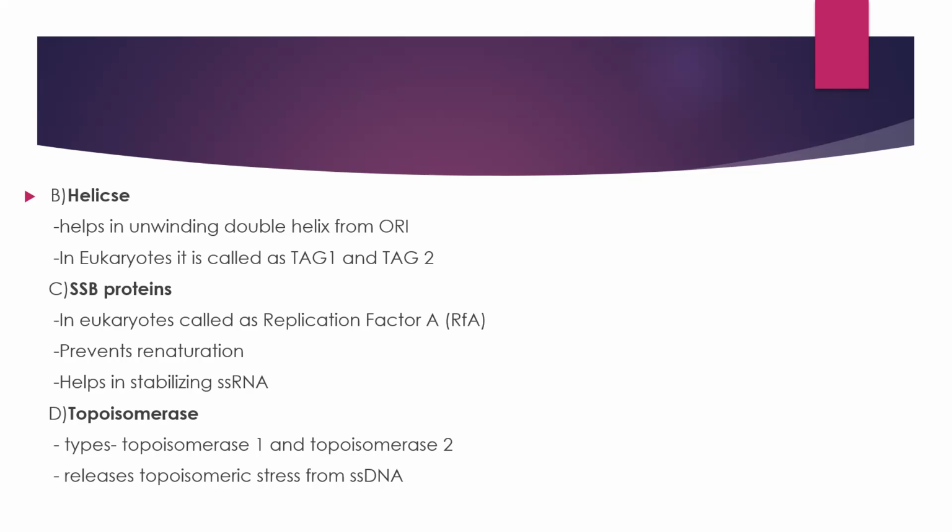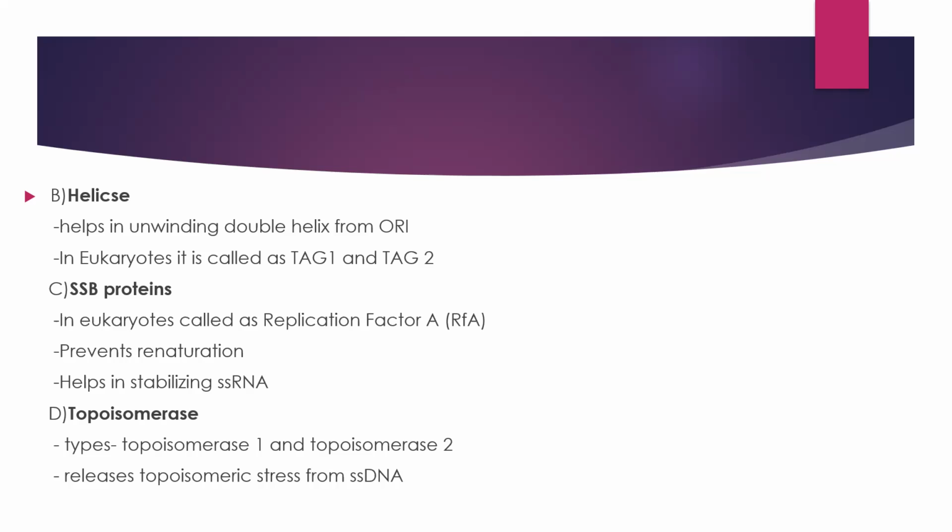In eukaryotes, it is known as Tag 1 and Tag 2. So that is helicase in prokaryotes. And SSB proteins, SSB stands for single-stranded binding proteins. In eukaryotes, they are called replication factor A, RFA. It basically prevents renaturation of the single-stranded DNA to double-stranded DNA and helps in stabilizing the single-stranded DNA.